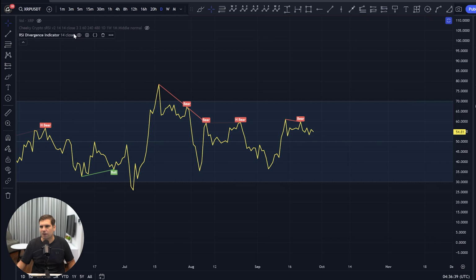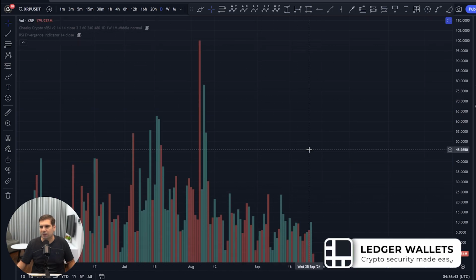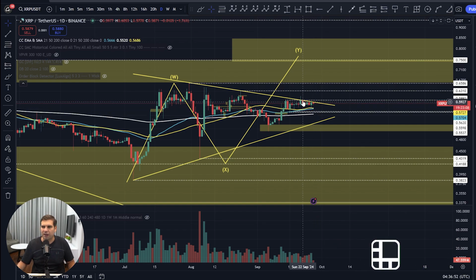And if we turn that off and bring in our volumes, you can see the volumes have been decreasing as we've been in this little consolidation phase. That shows that there's not a huge appetite for selling. At the same time, there isn't a huge appetite for buying. So I think the market is just sitting tight, waiting to see where the broader market goes, or what's going on in the economy generally. And then I think we're going to see this either break out or break down.